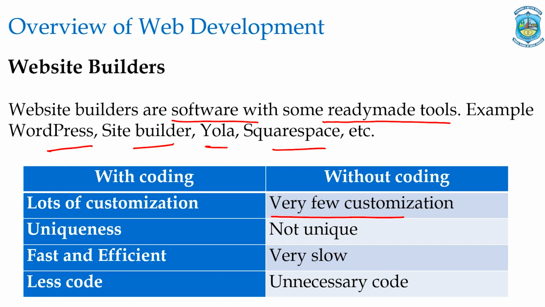With coding, your website will be fast and efficient, and without coding, it will go very slow. With coding, there can be less code as you will be writing the program according to your requirement, and without coding, there will be unnecessary code, because this has been designed to fulfill the requirement of n number of clients. So, web developers prefer using programming to develop websites.